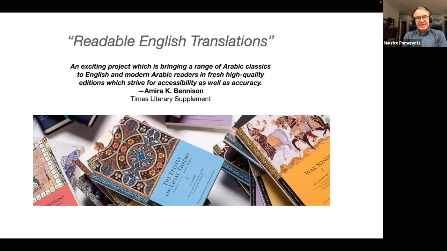One of the goals of the series from the very beginning was to produce readable English translations. Each of the volumes has been reviewed many times in different journals around the world. This comes from the Times Literary Supplement from the UK. And it's gratifying to hear fresh, high quality editions. It's a real challenge, as translators talk about, to be faithful, and what even faithful means, but also to be lively and interesting for people. I still keep learning what the word readable means. And whether it is in fact the most desirable of attributes of a text, of a translation.